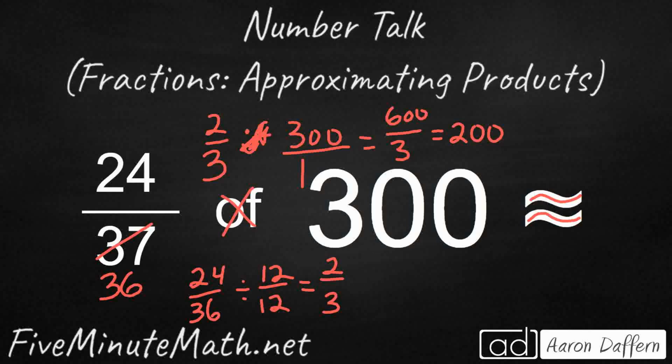Another way to think of this would be to figure out, okay, what's my unit fraction? So what's 1/3 of 300? And I could multiply. Hopefully, most of us remember that if you multiply by a fraction, that's the same thing as dividing by its reciprocal. So 300 divided by 3, that's pretty simple.